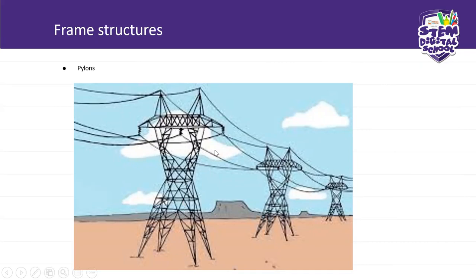You see? So the frame structure is primarily made to support. That is the function of frame structures. They are made to support. In this case, the electricity pylons are supporting the wires that can transmit electricity from the power station to the substations. So with this, you got one of the purposes for structures. Frame structures are used to give support.